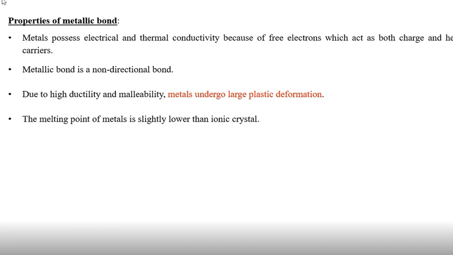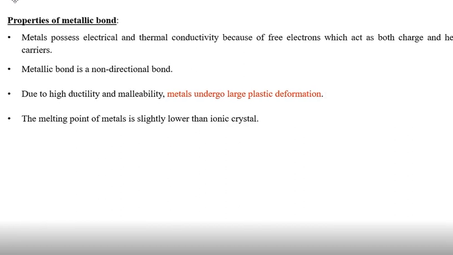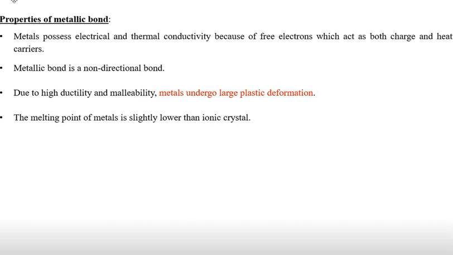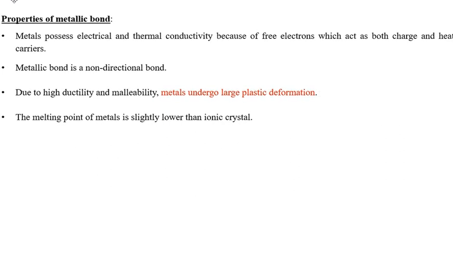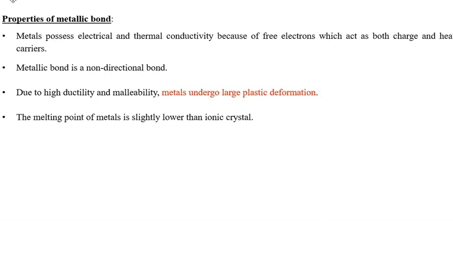Non-directional, because we do not find any direction, because if you get a cubical shape metal like iron, right? Cubic shape iron. Then if you try to put these sides, right, opposite sides to conduct electricity, that means you have 6 faces, right?